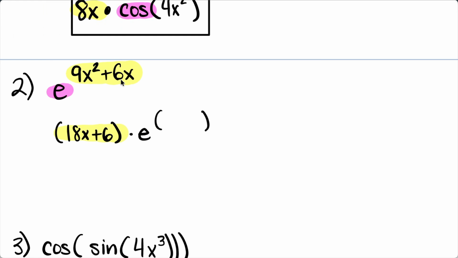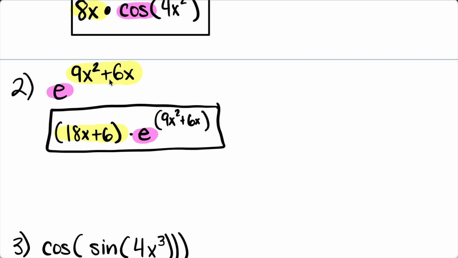And then since we've already taken the derivative of this, it stays the same. I'm just putting it in parentheses to make it look nicer, but you don't have to have the parentheses. And this is my answer. There's nothing left on the outer part. This is the derivative of this function. This is how we can use the chain rule.